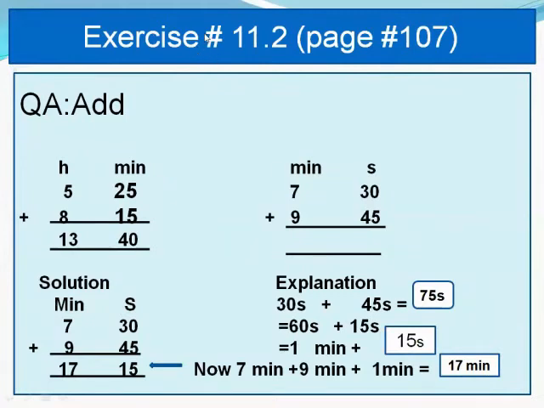Now see exercise 11.2, page number 107. The question is: do the addition of hours and minutes. Now look here. How many minutes are here? 25 minutes plus 15 minutes, and the hours are 5 and 8 hours. We start our addition from the minutes.